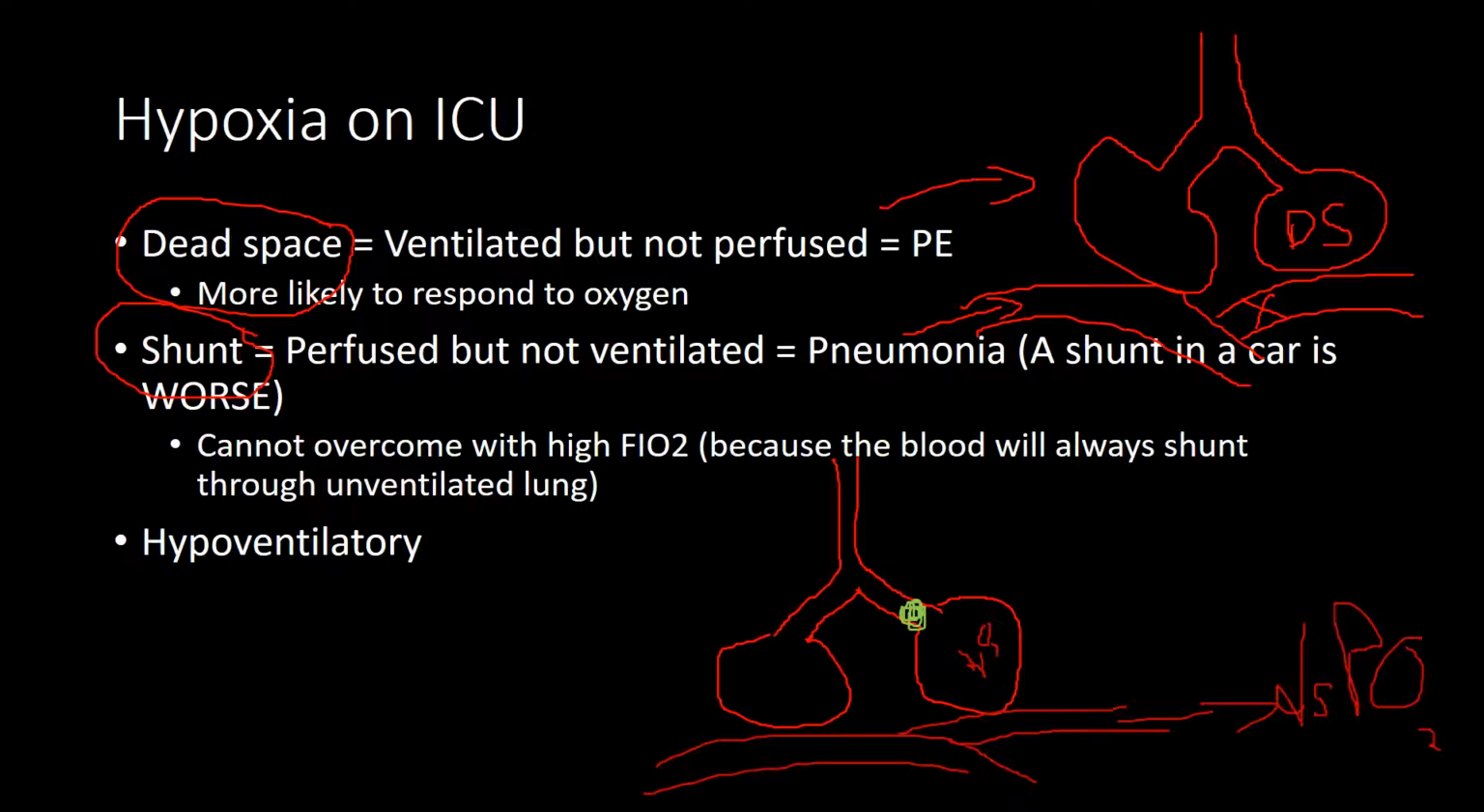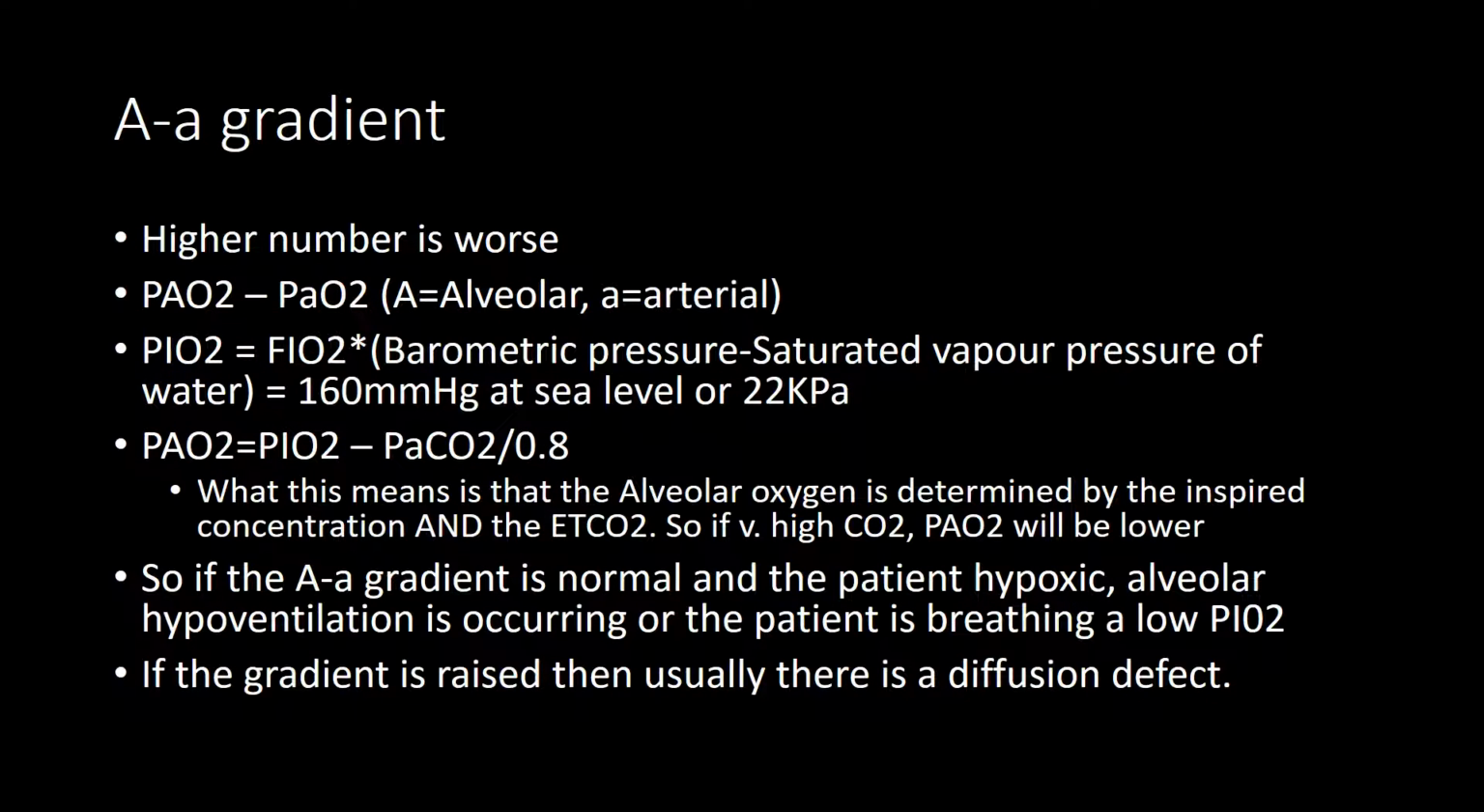So let's talk about how we measure how bad hypoxia is. So we talk about the AA gradient. And the AA gradient describes the difference between the alveolar oxygen partial pressure and the arterial oxygen partial pressure. So A being capital A, that's in the gas, alveolar, a for artery. That's the difference between the alveolar partial pressure and the PaO2 in the blood. So the higher number is worse.